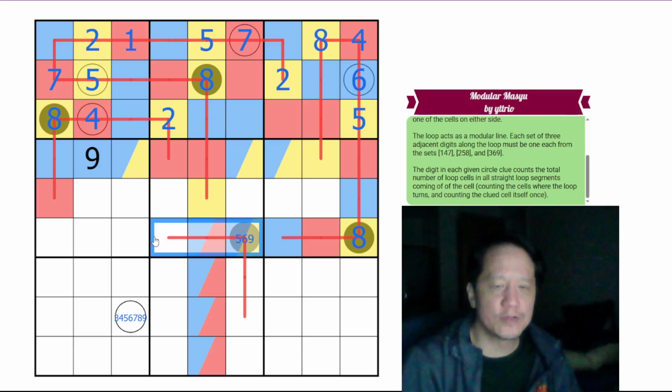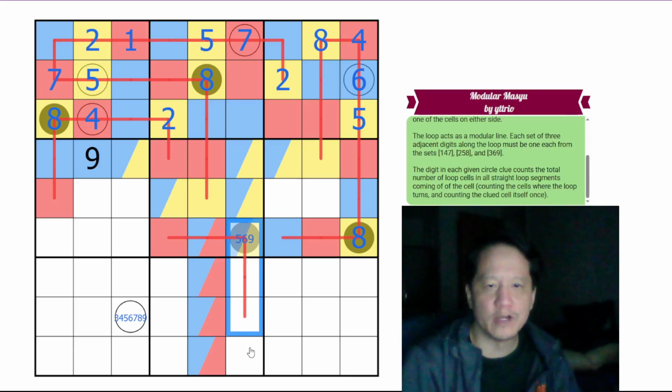So this would be 3 of each, which means one of these is red. Which means the rest of the box cannot be red. So this is blue or yellow remaining. One of these is red, so this can't be red here, so this is blue or yellow. Okay.